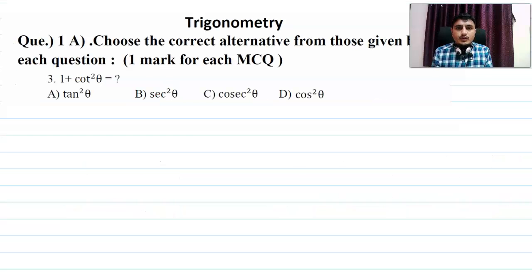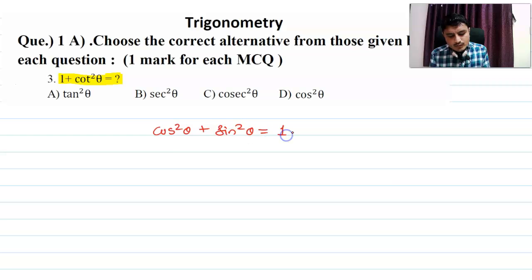Look at the third MCQ, 1 plus cot square of theta equals to. In trigonometry there are 3 identities. The first identity is cos square of theta plus sin square of theta equals 1. Next we have 1 plus tan square of theta equals sec square of theta, and the third identity is 1 plus cot square of theta equals cosec square of theta.